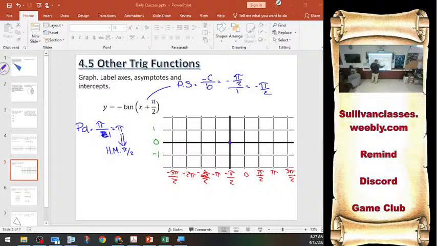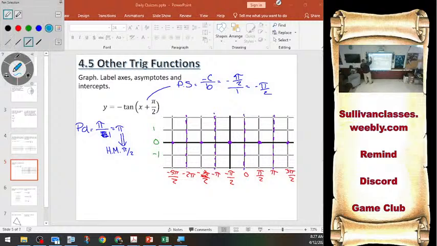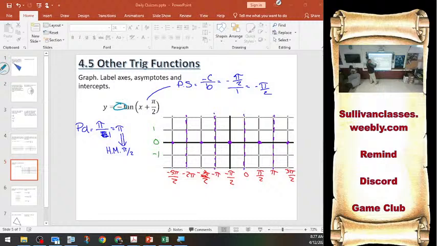There's going to be x-intercept, asymptote, asymptote, x-intercept, asymptote, x-intercept, asymptote, x-intercept, and so on. And because it's a negative tangent, we will say up, middle, down, up, middle, down, and so on. Getting a vertical reflection of our normal tangent.